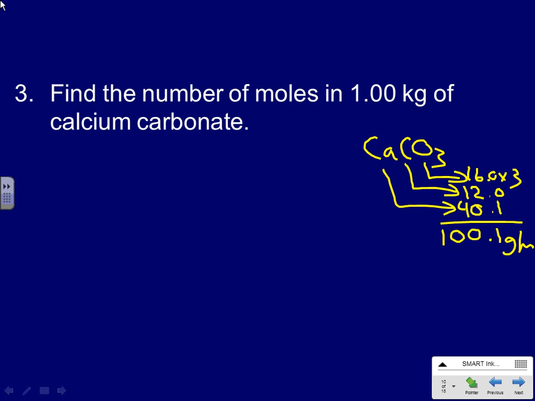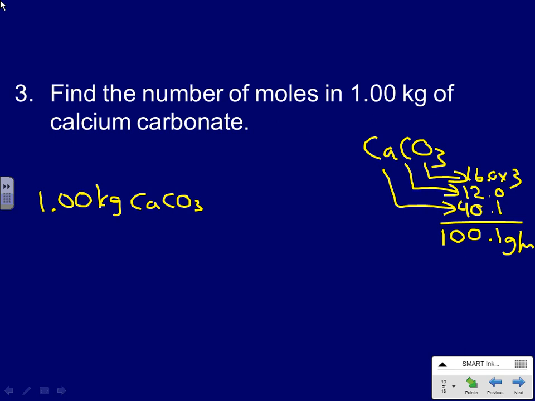All right. Now, write down what you have. 1.00 kilograms of calcium carbonate, CaCO3. We want to turn it into moles, right? Now, there's a couple of things we can do. We could change that kilo into what? What do I need to put instead of the kilo? I've got a kilo in there. What does kilo stand for?